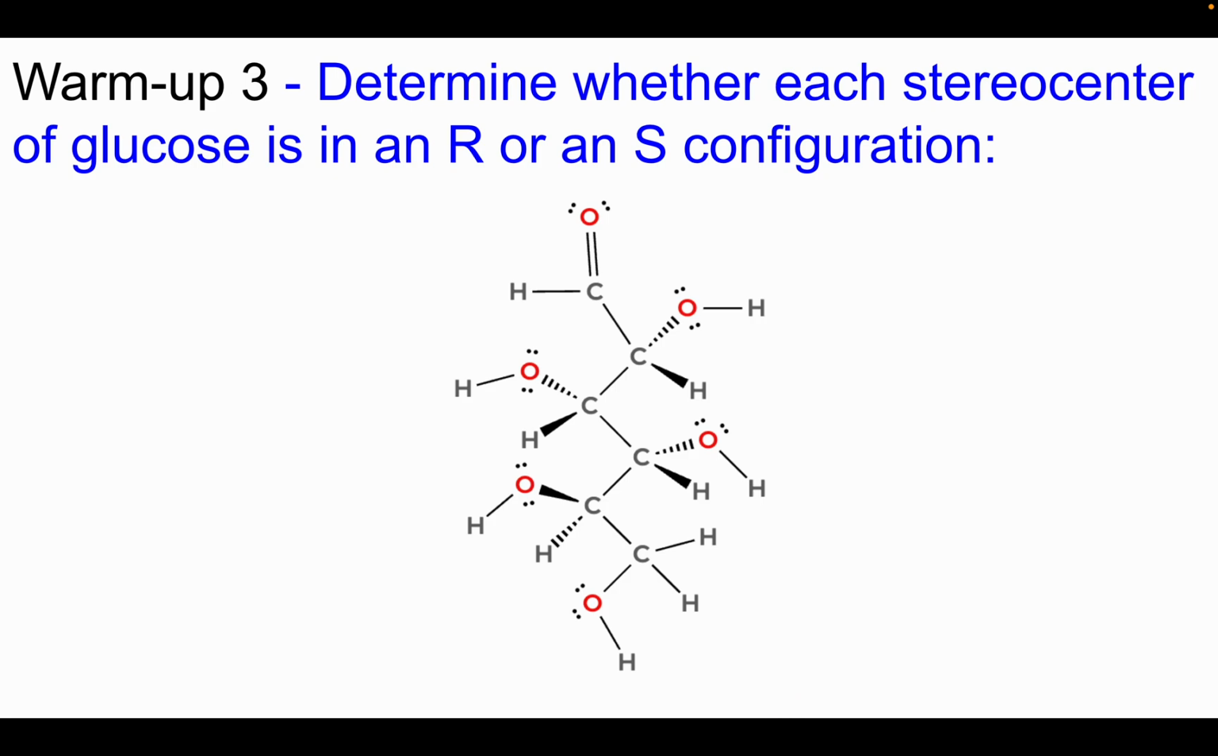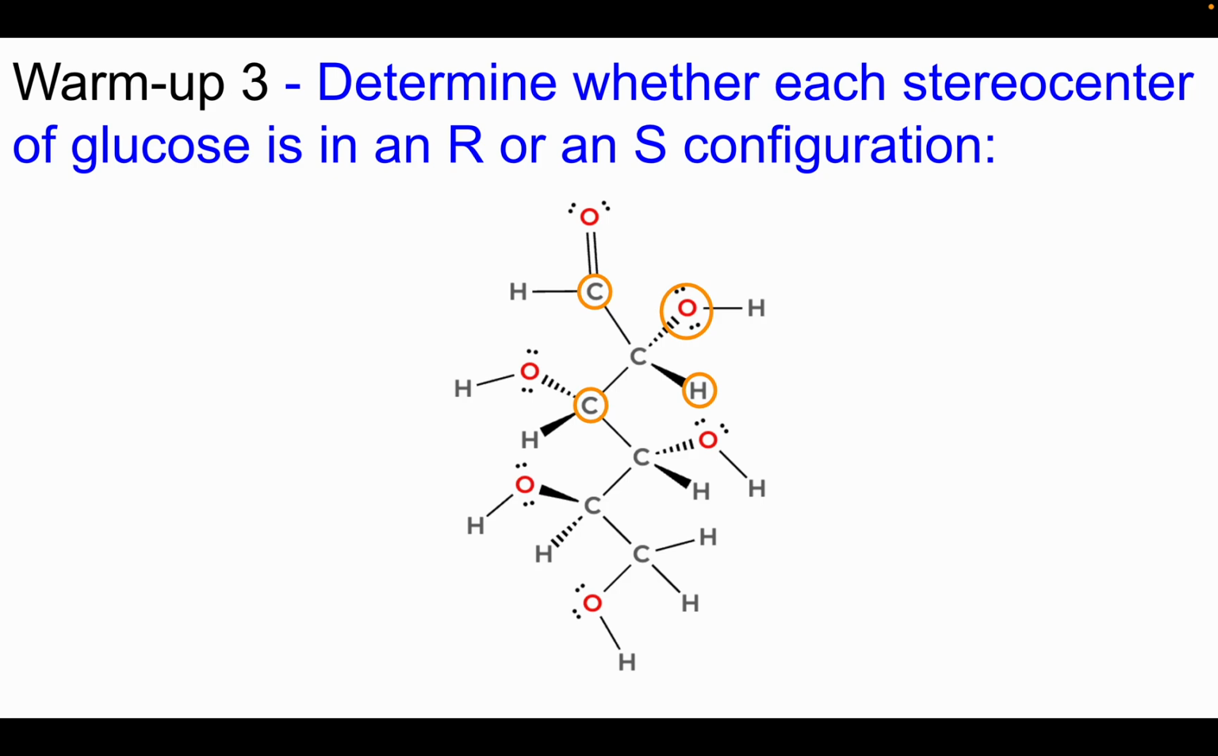We'll start with the stereocenter at the top, and we're going to look at the 4 groups surrounding it. Now, recall that to assign priority, the first thing that you look at is the atoms that are immediately attached to the carbon.